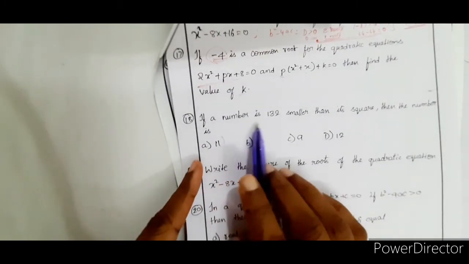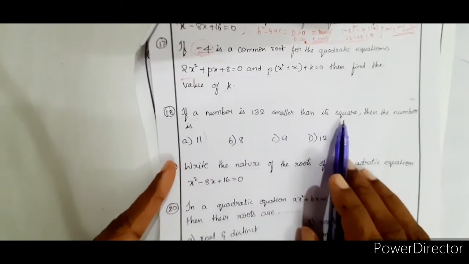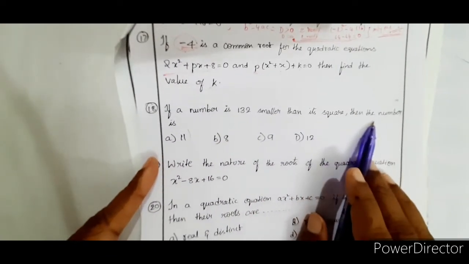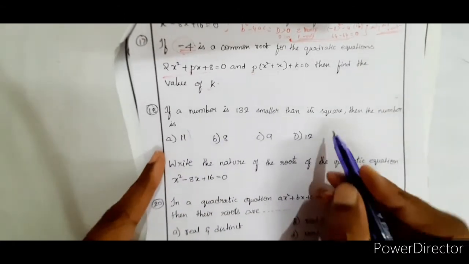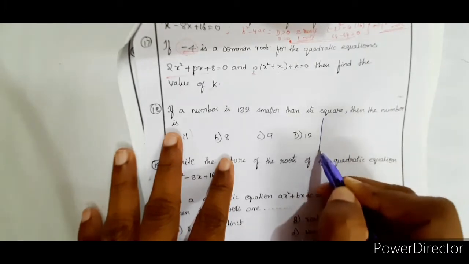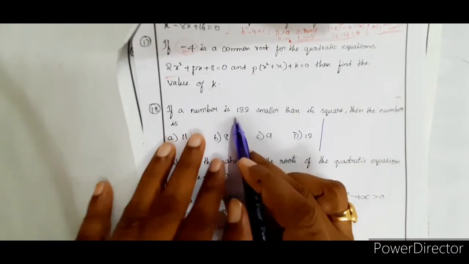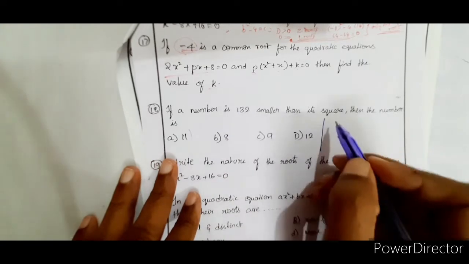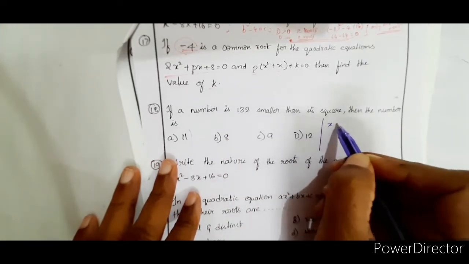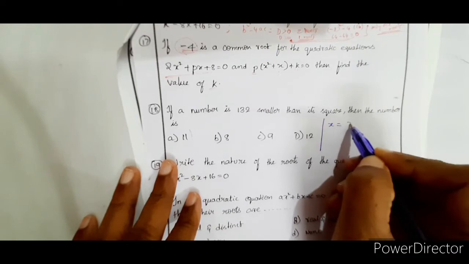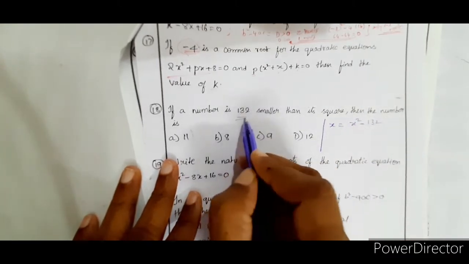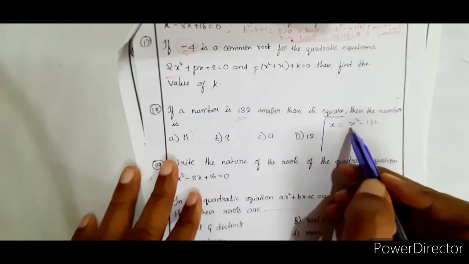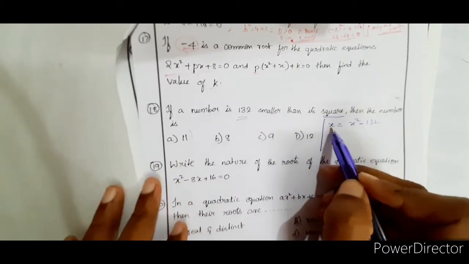Let's now proceed to the 18th one. If a number is 132 smaller than its square, then the number is dash. I will do it here only. I will explain two methods. One: let us suppose the number is x. It is 132 smaller than its square, so x square minus 132 is the number.